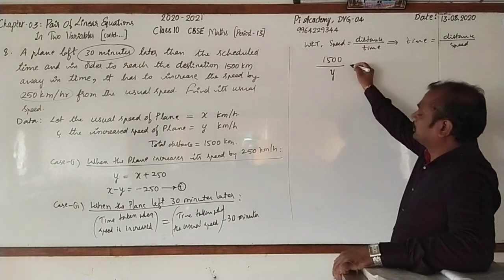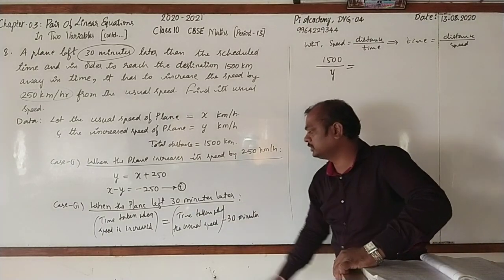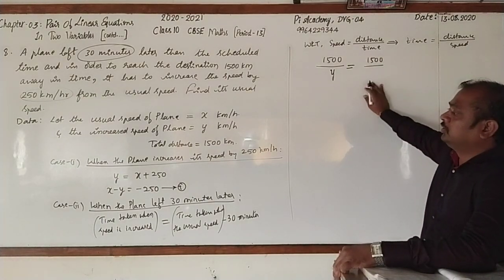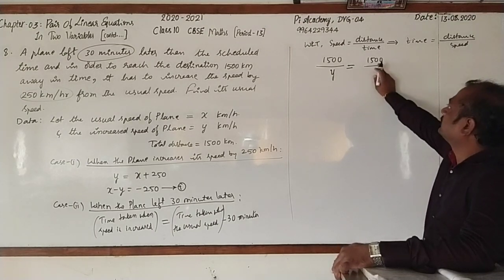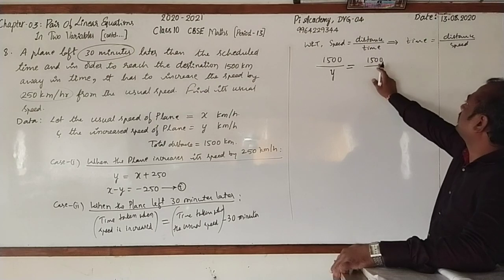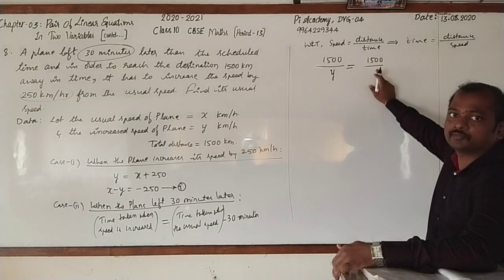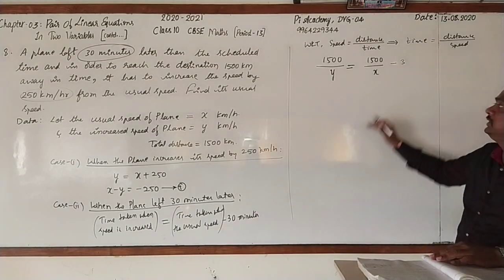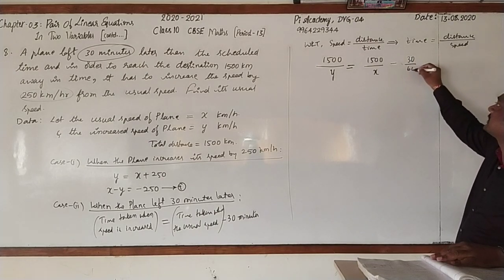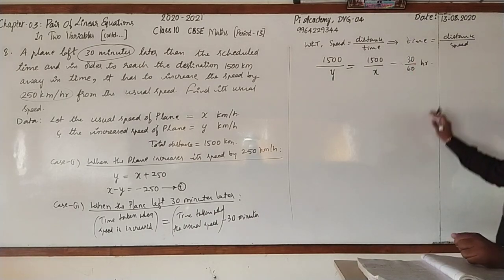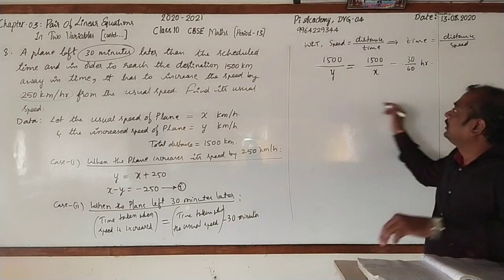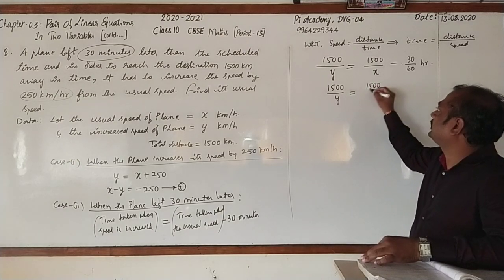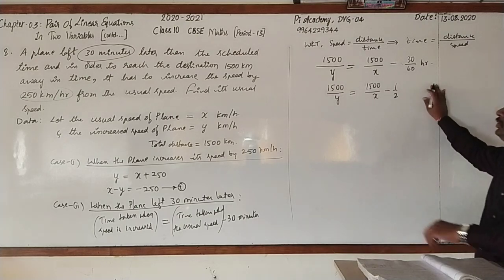It is equal to the time taken with the usual speed, 1500 by the usual speed. How much time has been taken? 1500 by its speed, this is x, minus 30 minutes. 30 minutes can be written as 30 by 60 hours here because time is in hours. Now this can be rewritten as 1500 divided by y is equal to 1500 divided by x minus 1 by 2.